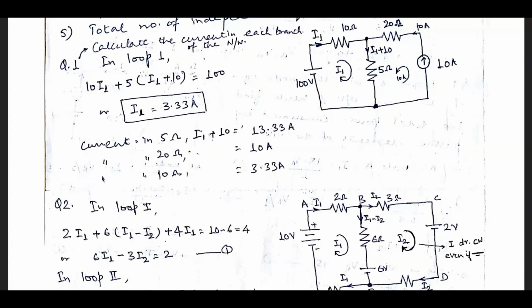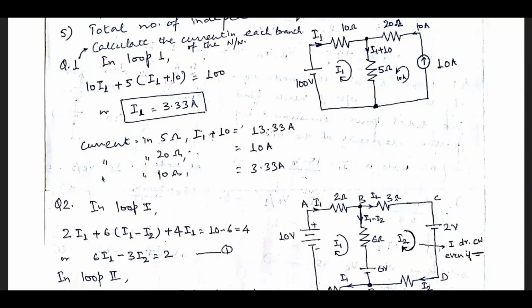In the second loop, we see that a current source is given, and its direction is pointing upwards, so we have to take that direction of the current. So in the second loop, the anti-clockwise direction is taken as positive, and in the first loop, the clockwise direction is taken as positive.